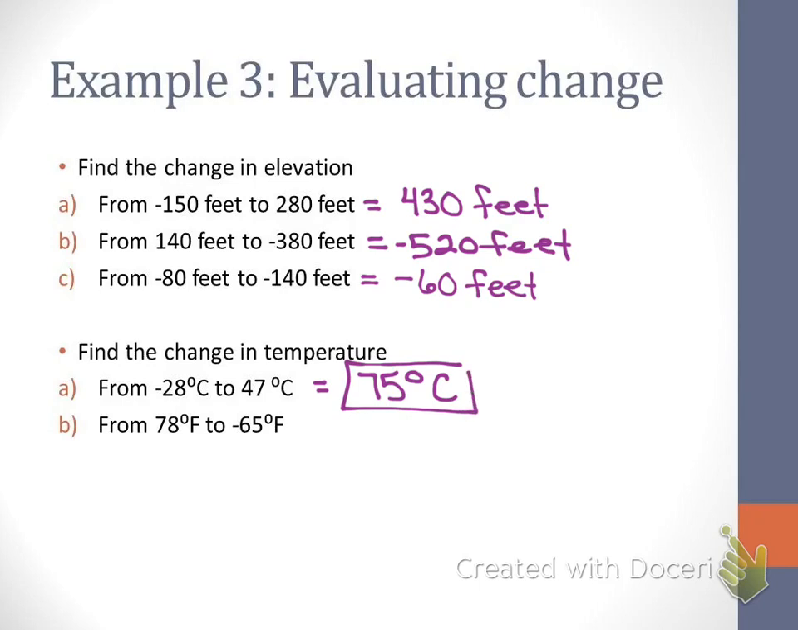Now, what about if I go from 78 to negative 65? Again, 78 to 0 is a change of 78. 0 to negative 65 is another change of 65. So I add them together to get 143. Negative 143. Okay, 143 degrees Celsius, positive or negative? Negative, because I went from a positive down to a negative number, so it's a negative change. All right? If you understand that, that's everything you need to know for 1.6.